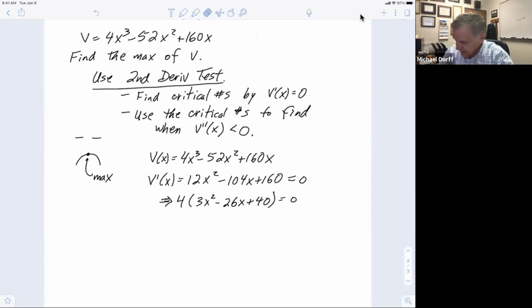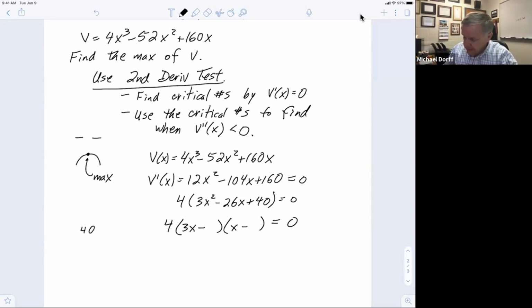Okay, and then I'll break this up. I have a 3x squared, so that means one of these has to be a 3x and one has to be an x. My signs are a minus in the middle and a plus at the end, so that means both of these have to be minus. Now I have to get two numbers that multiply to be 40, and when I put them in here, the middle term is going to be negative 26.